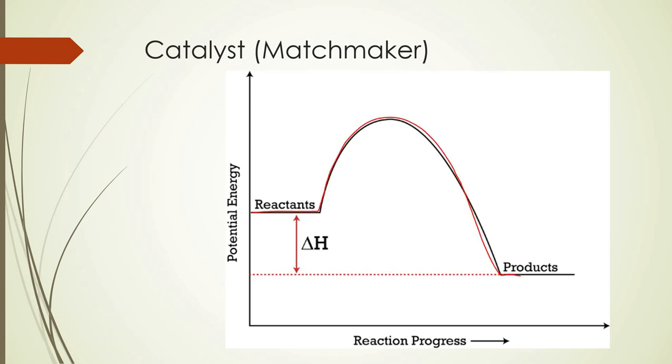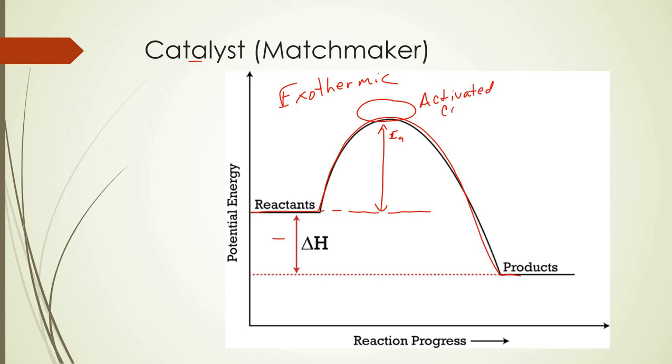Right? So I can still put on this graph everything I did on the others. I can say this is what type of graph? Exothermic, good. Delta H, positive or negative? Negative. What's this again? Activated complex. Okay.